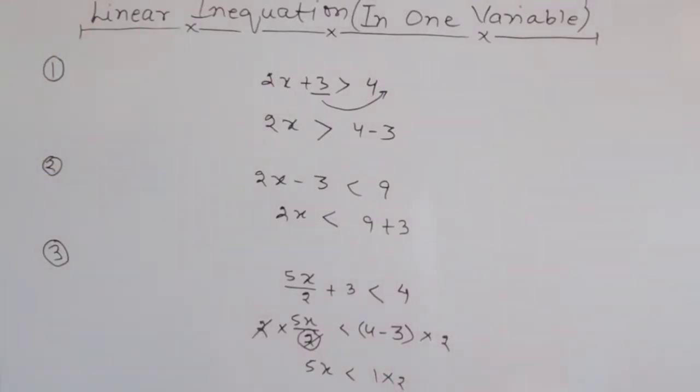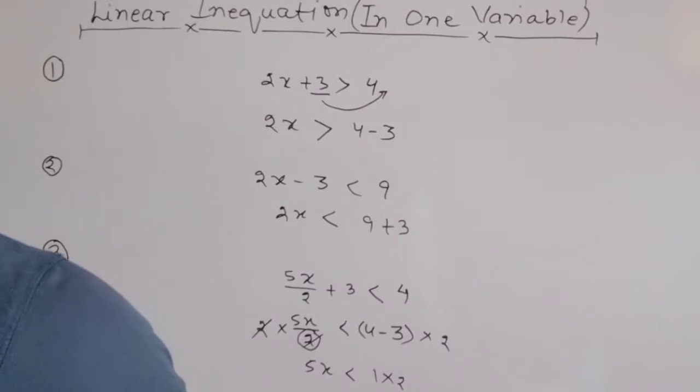We can also further solve it, but the basic point is, if we multiply a positive number on both sides of an inequality, the inequality sign will not change. It is still less than (4 minus 3) into 2. Okay, this is the main point that we have to know to solve any inequation.